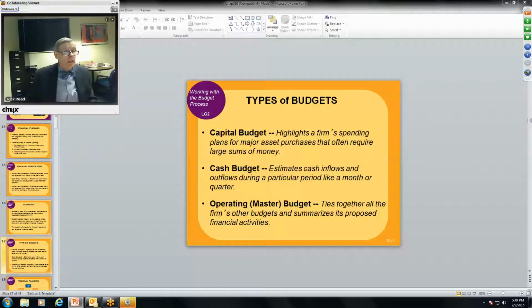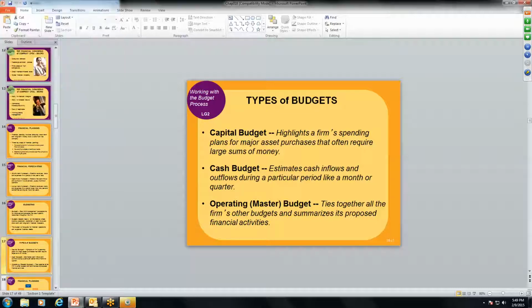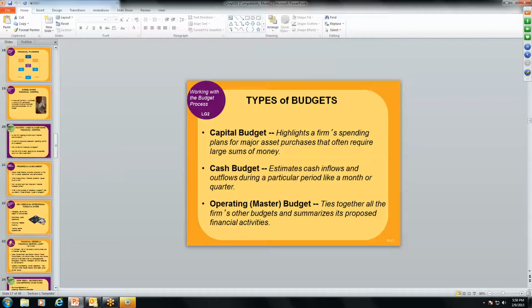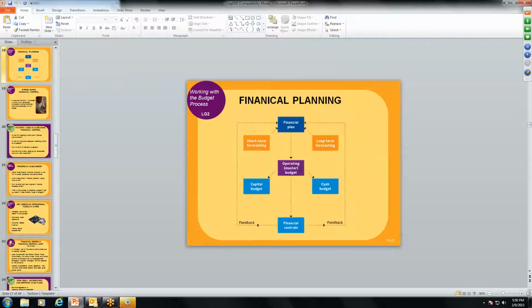And then the operating budget is the master budget. That's what ties everything together. And it tells us kind of in a nutshell what we're going to do and how these other budgets are set and how we expect to spend if we're going to spend, and how we're going to save if we're going to be able to save, and what we're doing and how we're doing it, how often, etc.